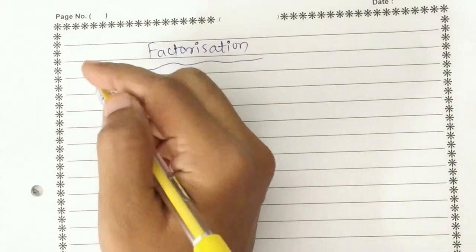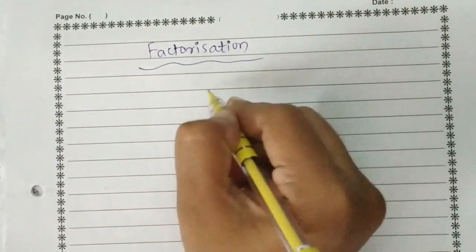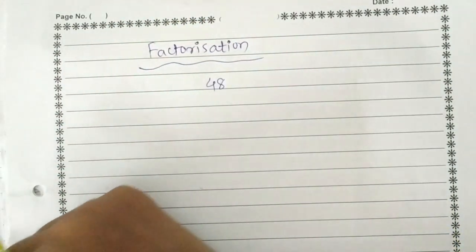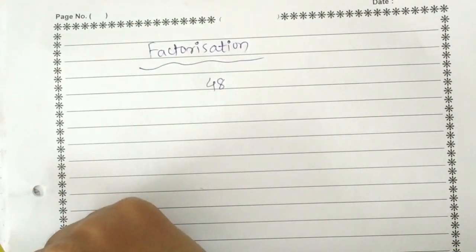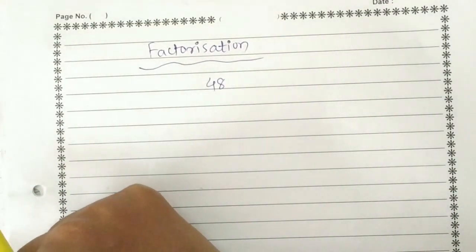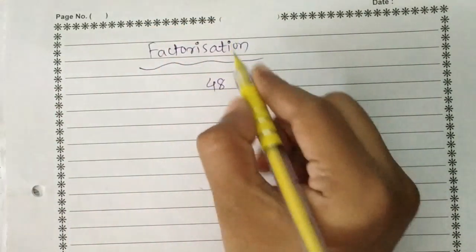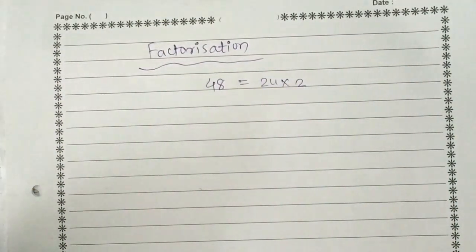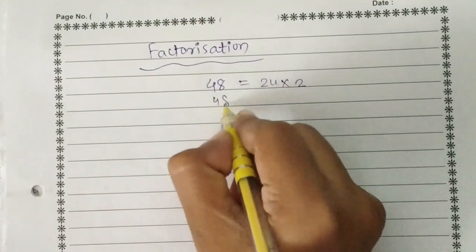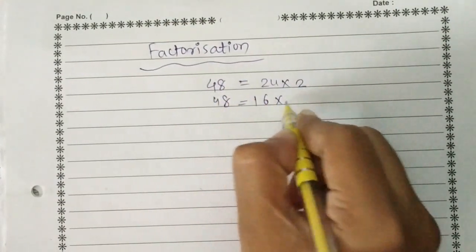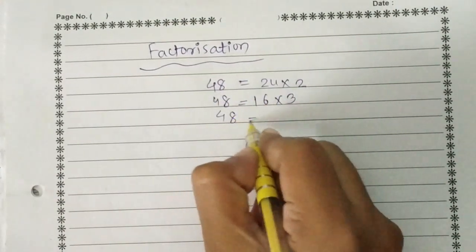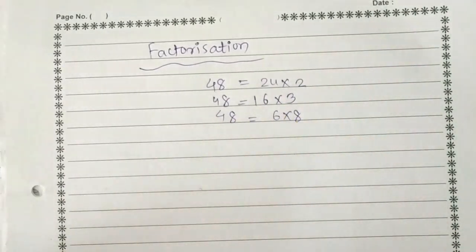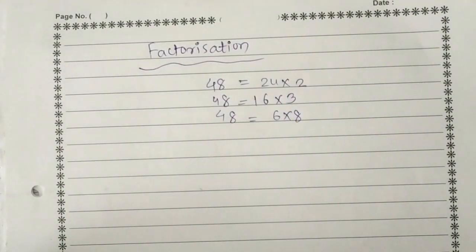For example, consider 48. This number I will write in terms of its factors. 48 you can write as 24 twos. You can represent 48 as 16 threes, or you can write 6 eights. So we can write different factors for 48. But I want to write down only the prime factors.